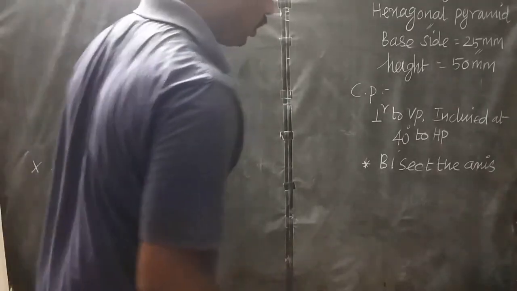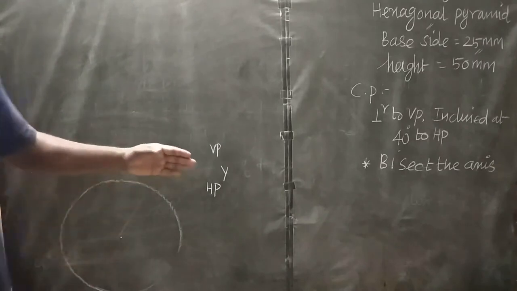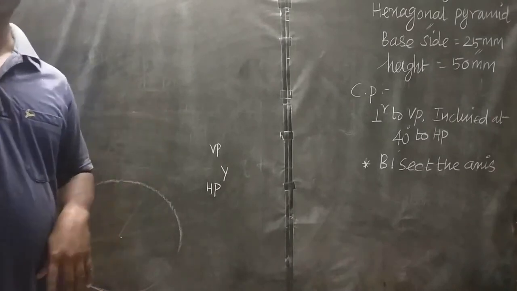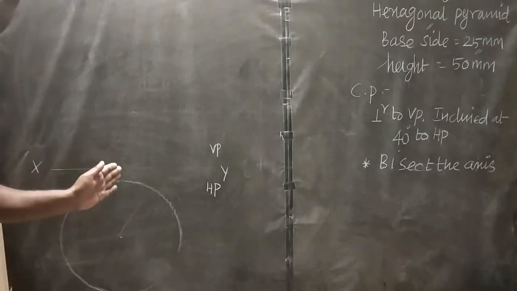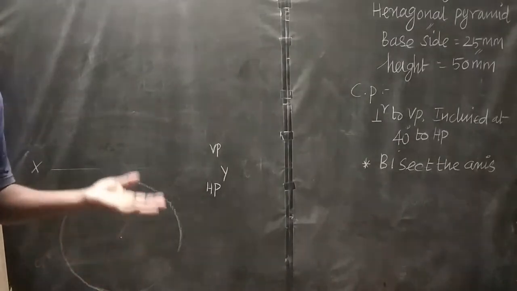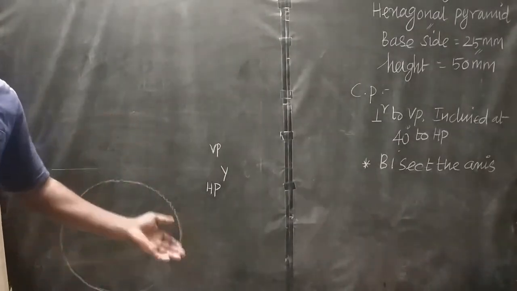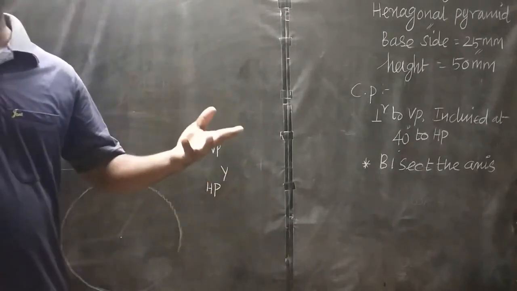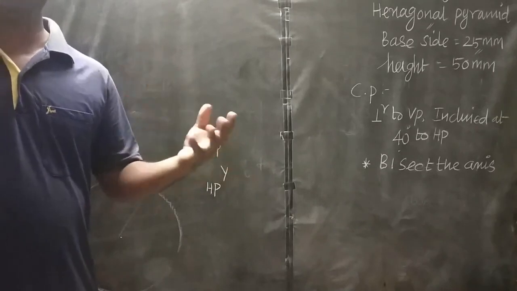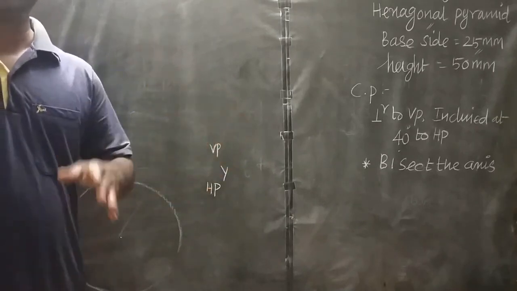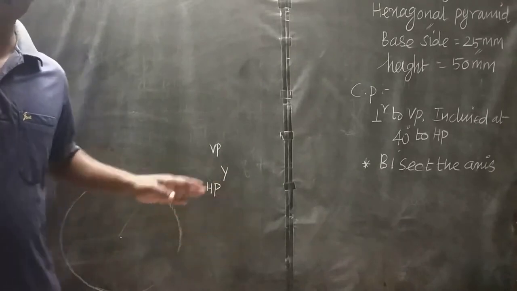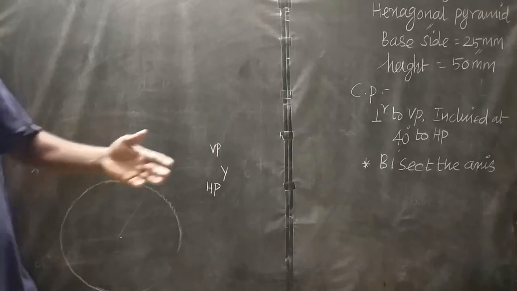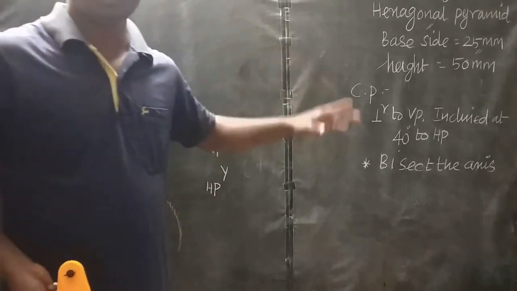After drawing this circle, in this problem two of the base edges are perpendicular to VP. For that, draw a vertical diametral line. Then only you will get the condition of two base edges perpendicular to VP. In some other problems they state, for example, two of the base edges parallel to VP. In that case, draw a horizontal line, and you will get two base edges parallel to VP. So before starting, carefully read your problem.